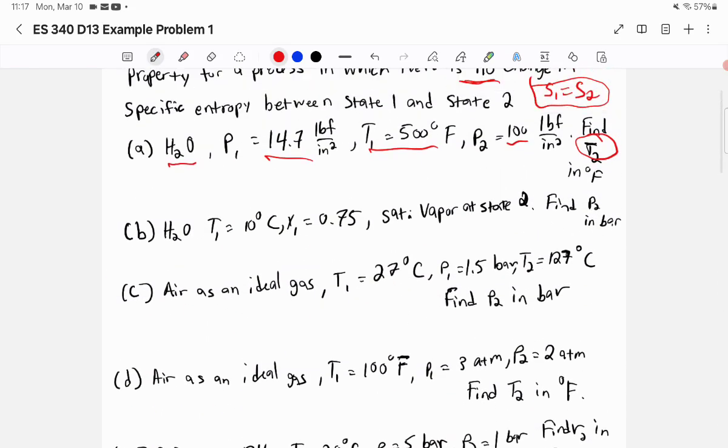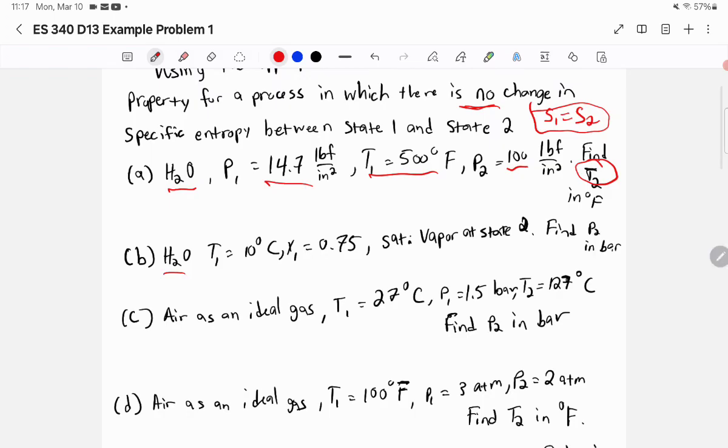Part B says we have water again, and the temperature is 10 degrees Celsius. It has a quality of 0.75. Okay, the quality of 0.75 immediately tells me I'm going to go to the saturated table, because that's where we find anything that's a mixture. We find mixtures on the saturated table. And if it's saturated, obviously, we find that on the saturated table.